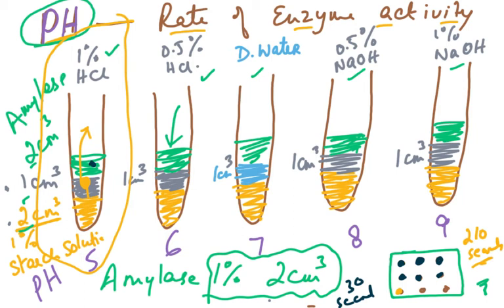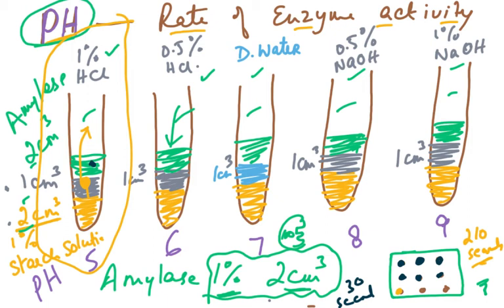Now, what have we kept constant? We've kept the starch solution, which is the substrate, constant, the volume and the concentration. I said the volume and the concentration have been kept constant. So the number of active sites are constant. So if 1% amylase in 2 centimeter has 100 active sites, so all of these have 100 active sites. Even this has 100 active sites, this, all of them have 100 active sites.